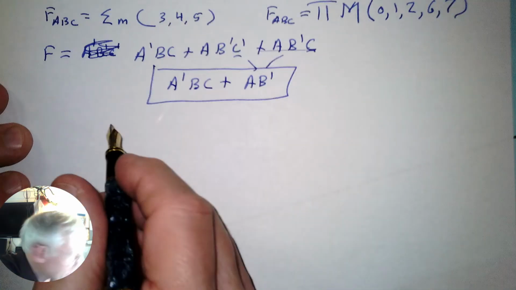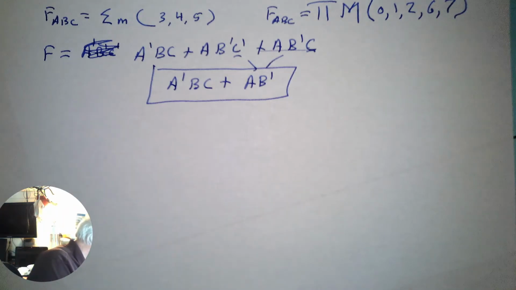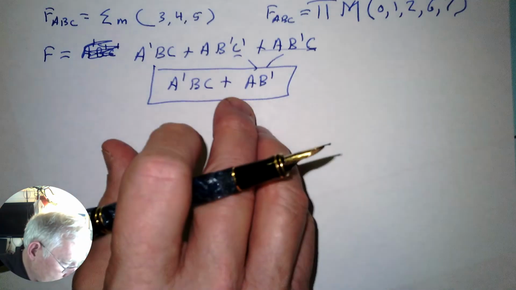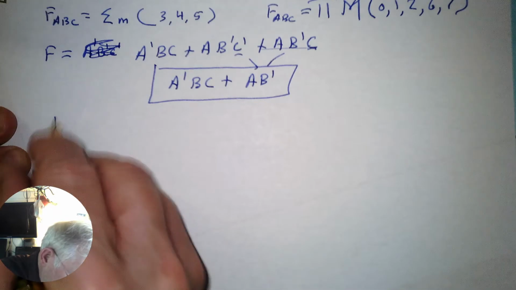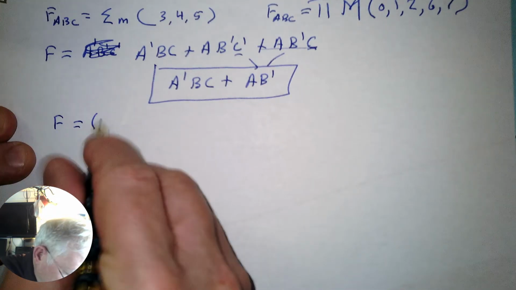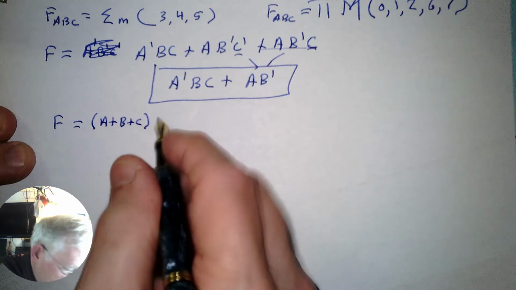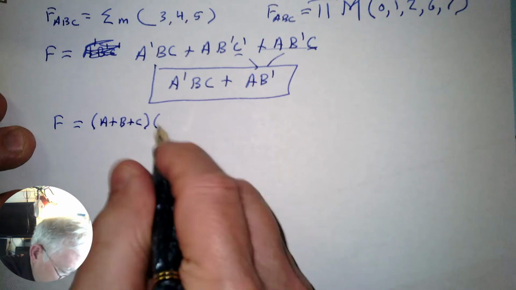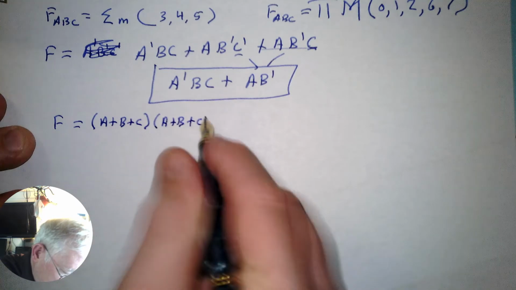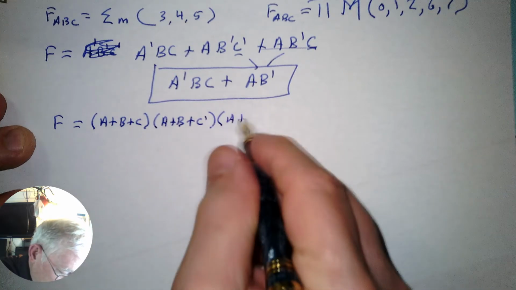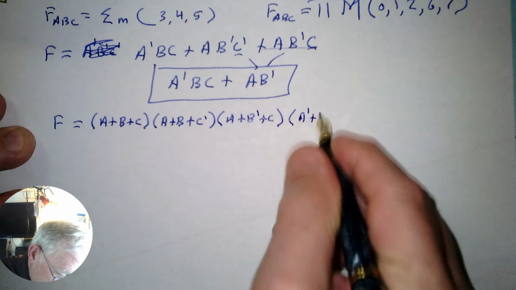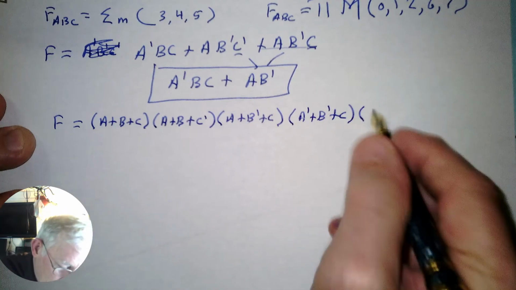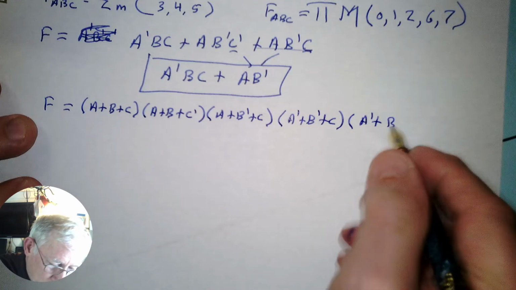And if I did the maxterms, it's going to be a fairly long expression, and I did write it down already. So my maxterm expression is just going to be f equals a plus b plus c. That's my 0 maxterm. Then my 1 maxterm is going to be a plus b plus c prime, and then 2 is going to be a plus b prime plus c, and 6 is going to be a prime plus b prime plus c, and my last one's going to be a prime plus b prime plus c prime.